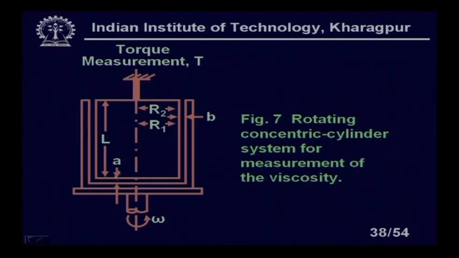The inner cylinder is stationary, it has a length of L, okay. This is the separation between the two cylinders, that means the difference between the inner diameter of the outer cylinder and the diameter of the inner cylinder, okay. That is B, right, and L is the length of the cylinder.